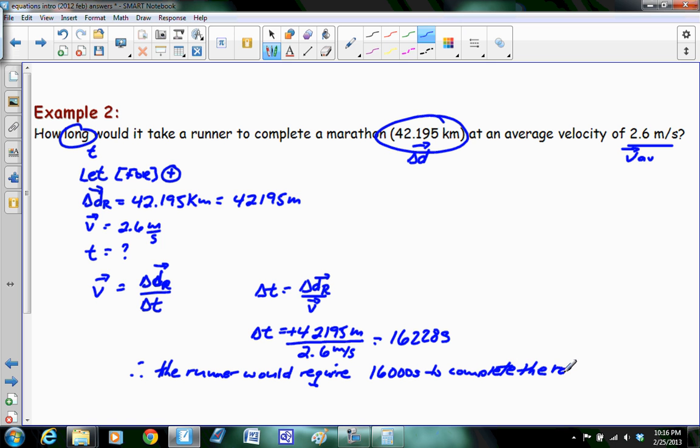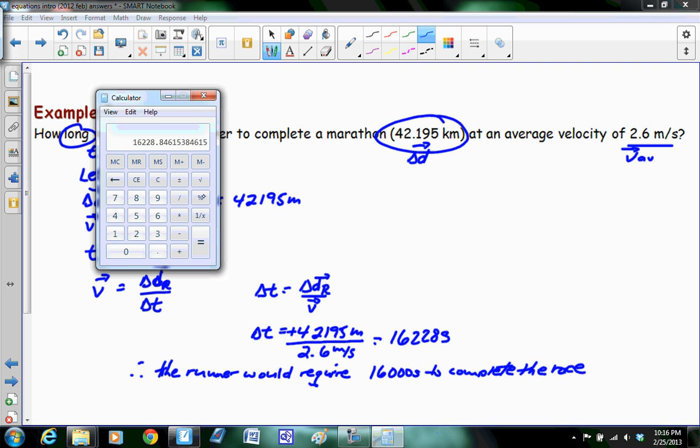All right, let's see how long this will take just for fun in hours. So if I did this in hours, divided by 3,600, it's around 4.5 hours. So a really slow marathon runner, probably me if I ever did a marathon.